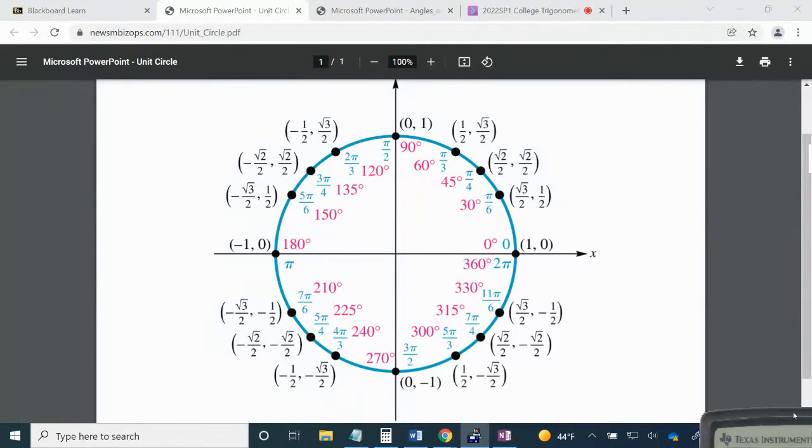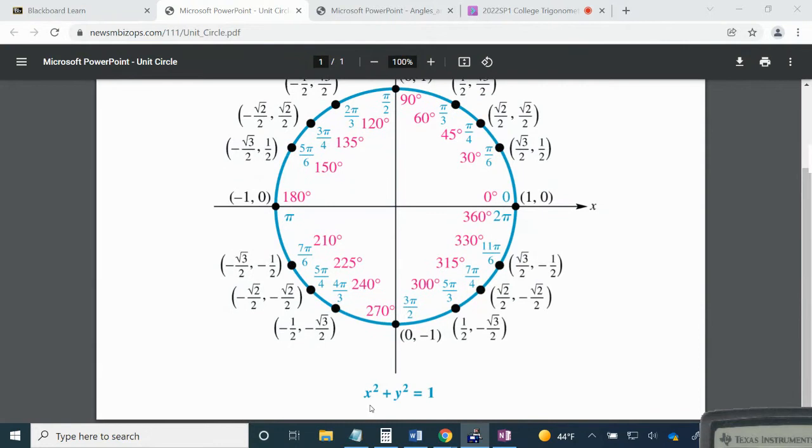Okay, now here we have what is called a unit circle. And this unit circle has an equation, x squared plus y squared is equal to 1. And in this unit circle, the radius, so keep in mind that the radius is the distance from the center to the outer rim of your circle, is 1.